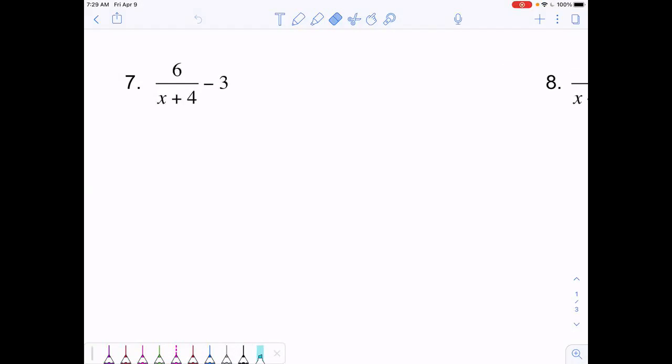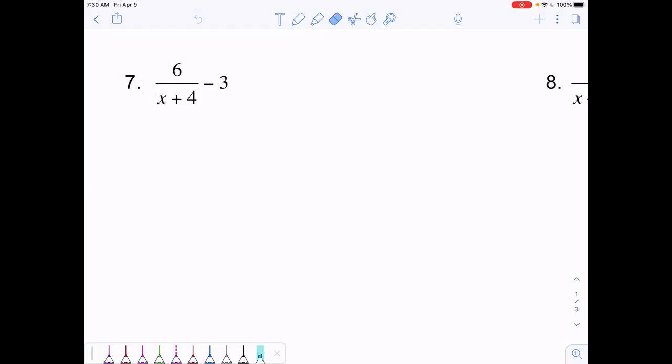Number 7, you have a fraction of 6 over x plus 4, and then it has a minus 3. We actually graphed functions exactly like this in section 8.2. This was the HK form of the rational function, finding the asymptote. So we've graphed this function. Now we're trying to simplify it by subtracting the 2 expressions.